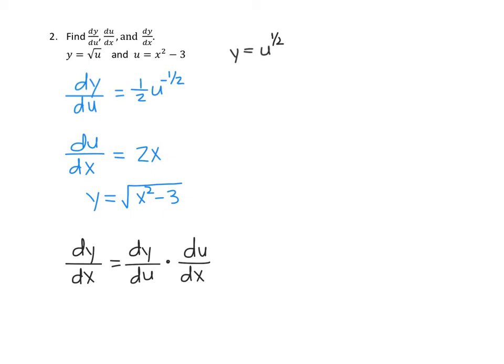So using the chain rule, dy/dx is equal to dy/du. We already found dy/du. It's 1/2 u to the negative 1/2. So we have 1/2, and now we're going to replace u with x squared minus 3 to the negative 1/2. So there's dy/du. Now we're multiplying it by du/dx. We found du/dx to be 2x. So now let's simplify. The 1/2 and 2 cancel, so we're left with x over the square root of x squared minus 3.